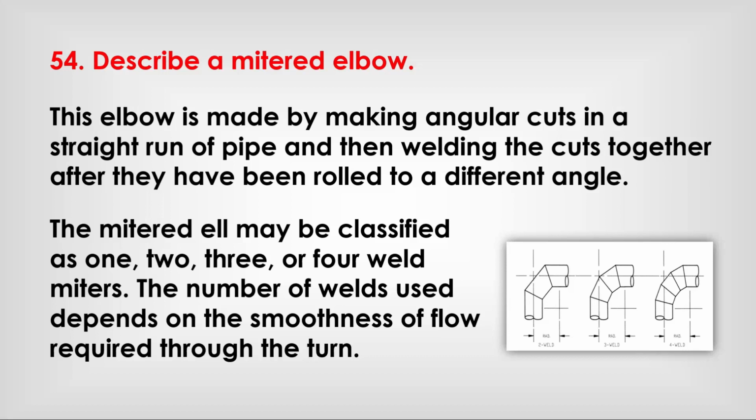Describe a mitered elbow. This elbow is made by making angular cuts in a straight line of pipe and then welding the cuts together after they have been rolled to a different angle. The mitered elbow may be classified as 1, 2, 3 or 4 weld miters. The number of welds used depends on the smoothness of flow required through the turn.